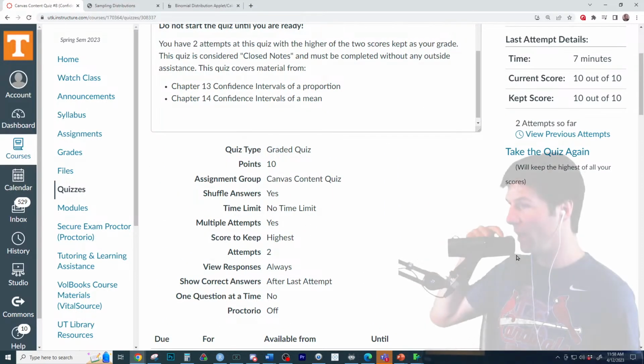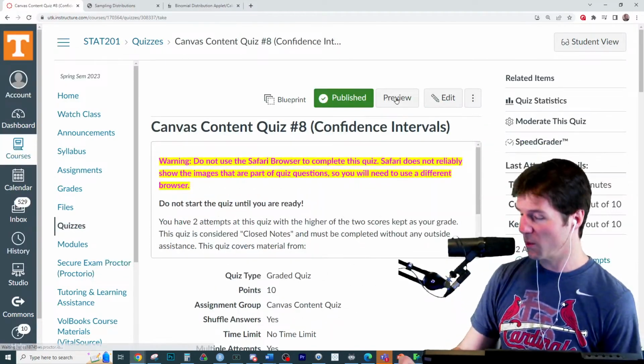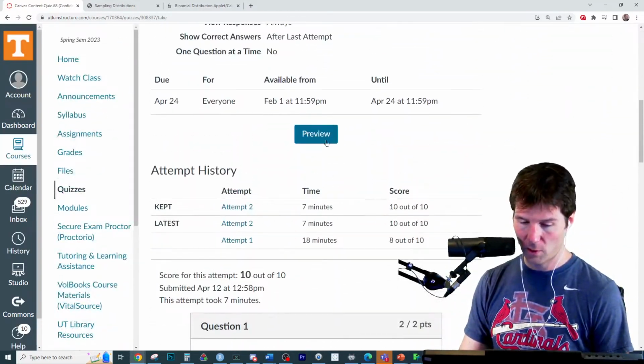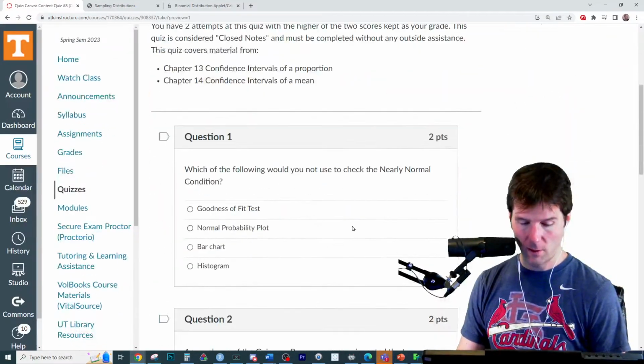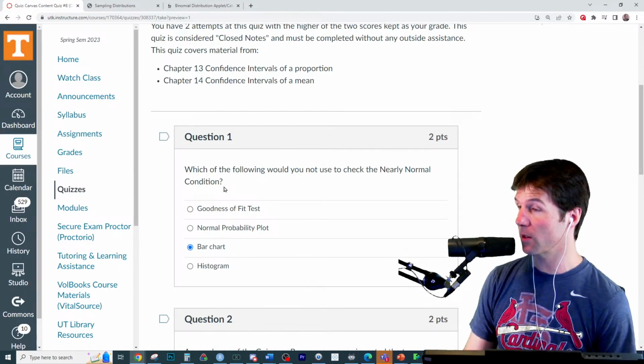So hopefully we have some 10 out of 10 hundreds. We'll do one more quick version, see if there's anything else new, and we'll just kind of speed run it here. So preview the quiz. Okay. Which of the following would you not use to check the nearly normal? Bar charts are for categorical data, histograms, normal probability plots, goodness of fit tests.